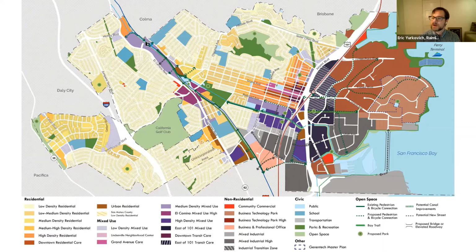And you'll see that pattern of blue, which is public and institutional uses, and the green of the open spaces within the community. So you see this pattern at the big scale, but it's a little hard to see. So I'm going to start to break it down at the citywide scale, and then we're going to zoom in to east of 101, to Lindenville, downtown, and El Camino to talk about those areas specifically.